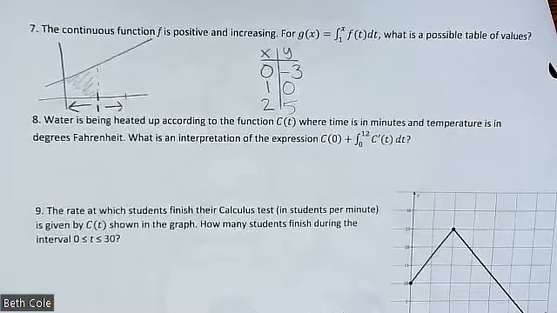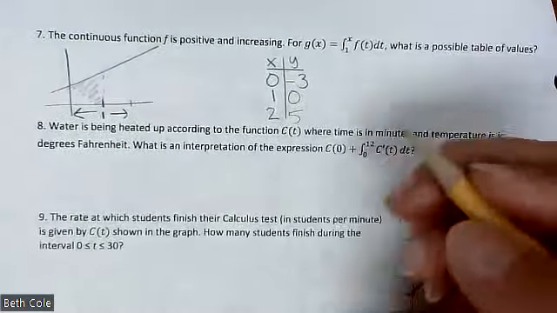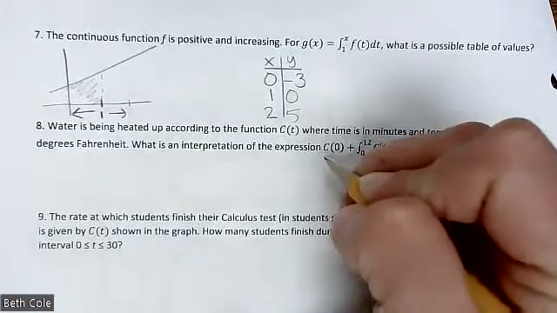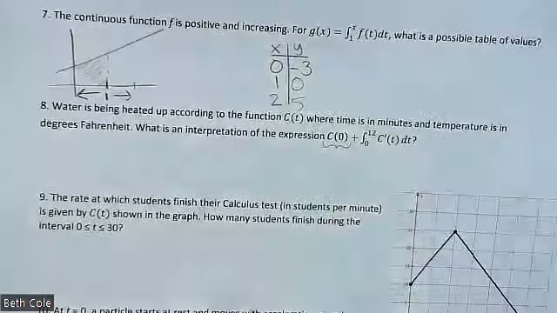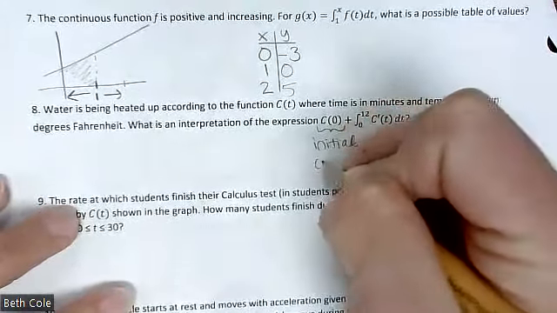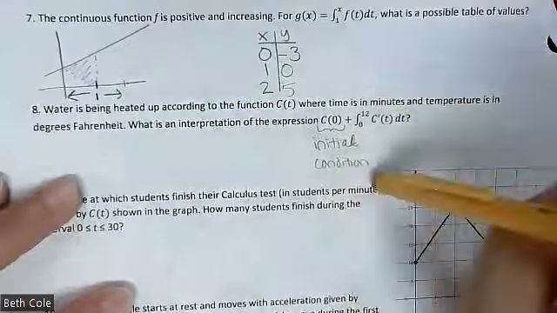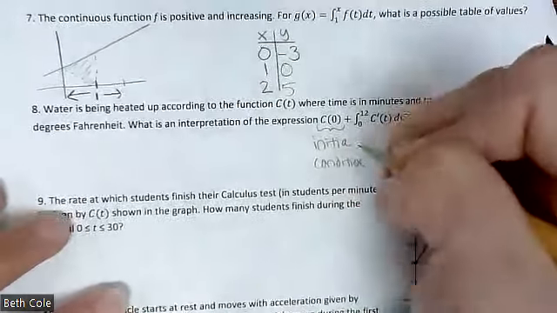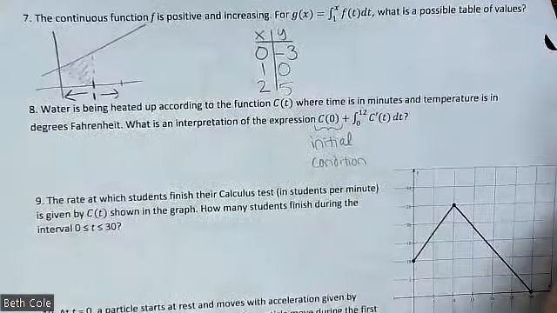Water is being heated up according to your function C of T, time is in minutes, temperature is in degrees Fahrenheit. What does this thing mean? All right, what is C of 0? Oh my gosh, you even used the right vocabulary. Initial condition, good. That's the temperature of the water to begin with, which is at time 0.